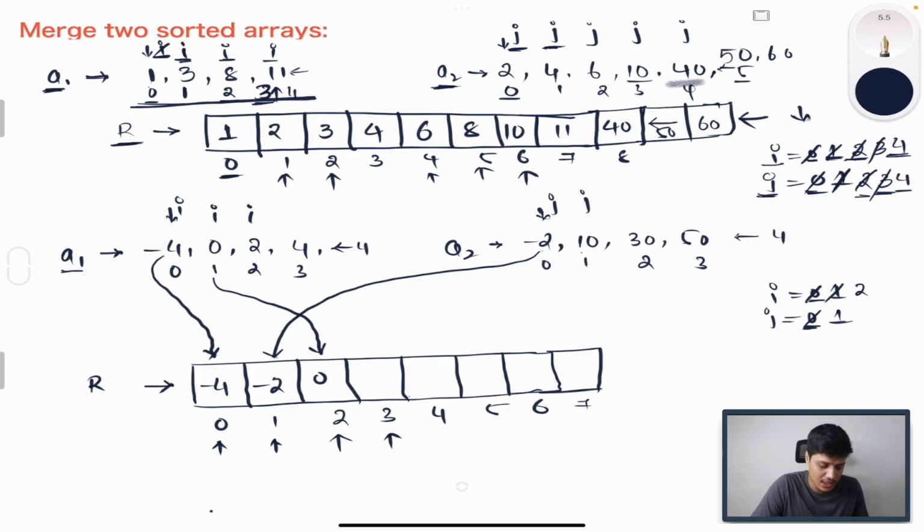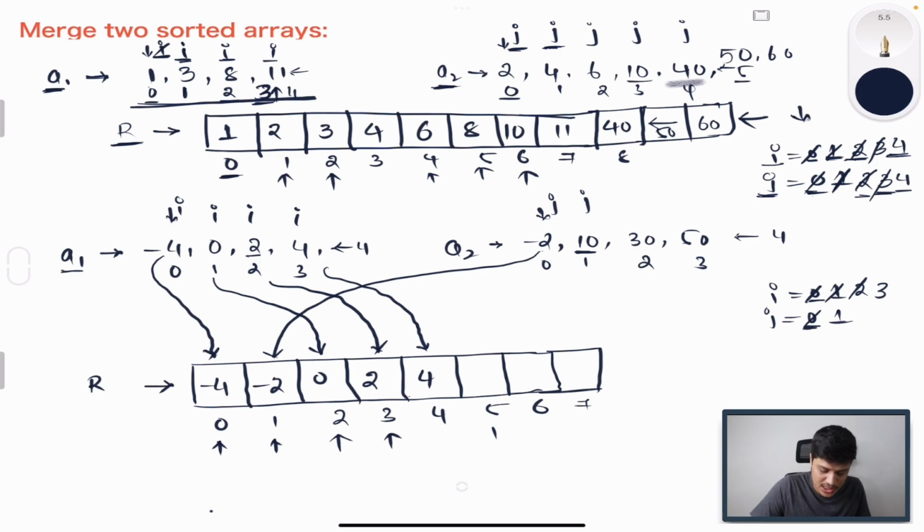j is pointing to 1. So 2 and 10 will get compared. Obviously 2 is smaller than 10, right? So we will move 2 onto the resulting array. Since we have moved 2, we will increment i. So i will be pointing to index 3. Now j is pointing to index 1. 10 and 4 will get compared. Obviously 4 is smaller than 10, right? So we will move 4 into index 4.